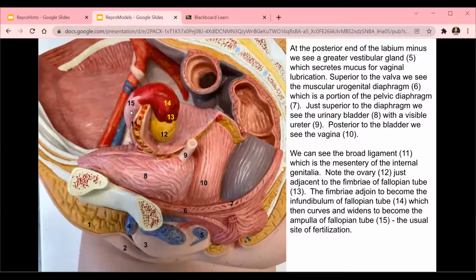And then you can see number 15 here, which is the ampulla. You know that the ampulla is the longest part of the fallopian tube, and this region is the best region for fertilization. And number 11 is the broad ligament. This broad ligament is the ligament which can attach the ovary, oviduct, and the uterus to the wall of the pelvis.